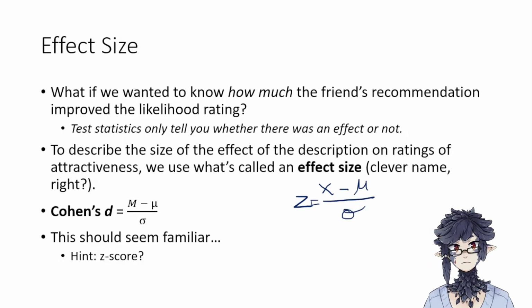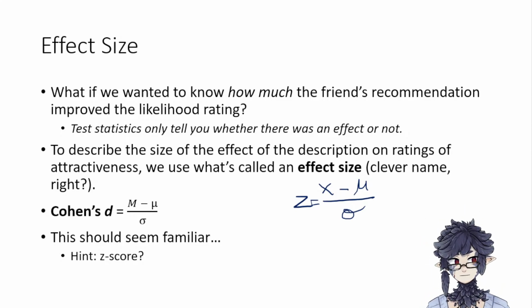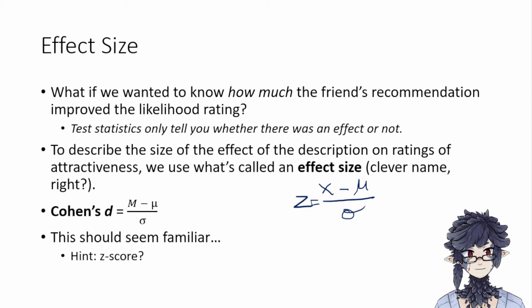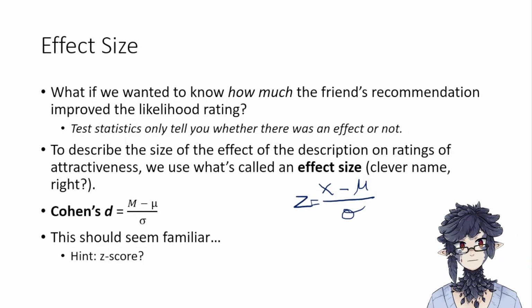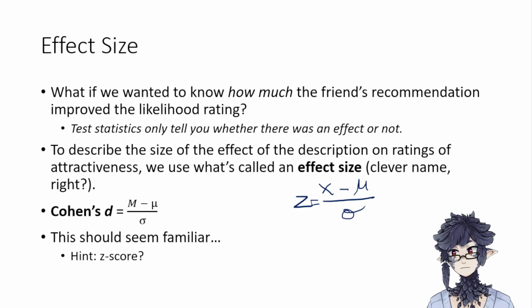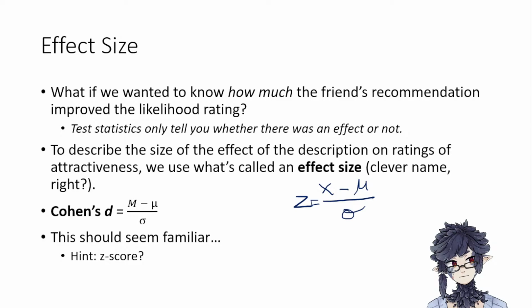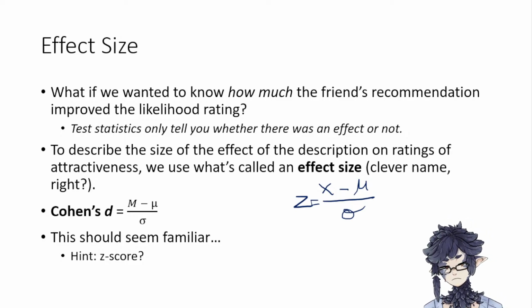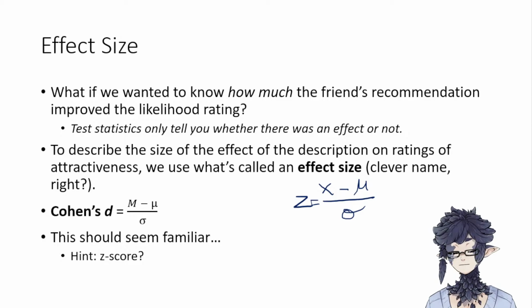It's just saying how far the sample mean is from the population mean in units of standard deviation. The z-test for a sample mean is technically doing it in units of standard error. This is doing it in units of standard deviation. The bigger the Cohen's d value, the bigger the effect. The smaller the Cohen's d value, the smaller the effect. And I think we're going to talk about that a bit more later when we get to t-tests.